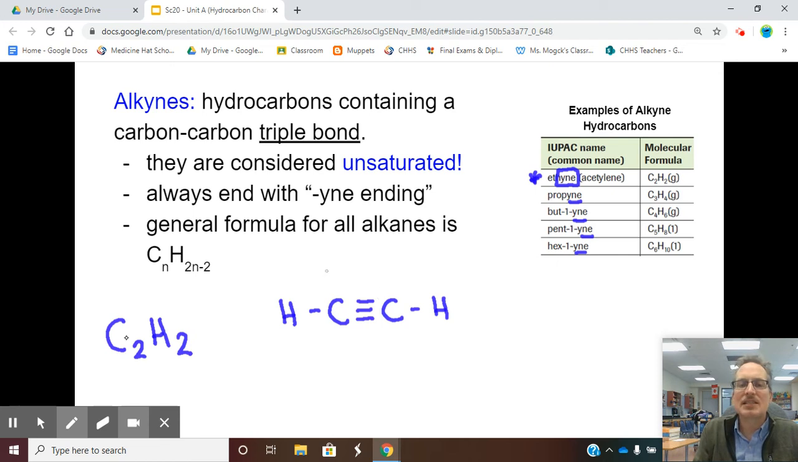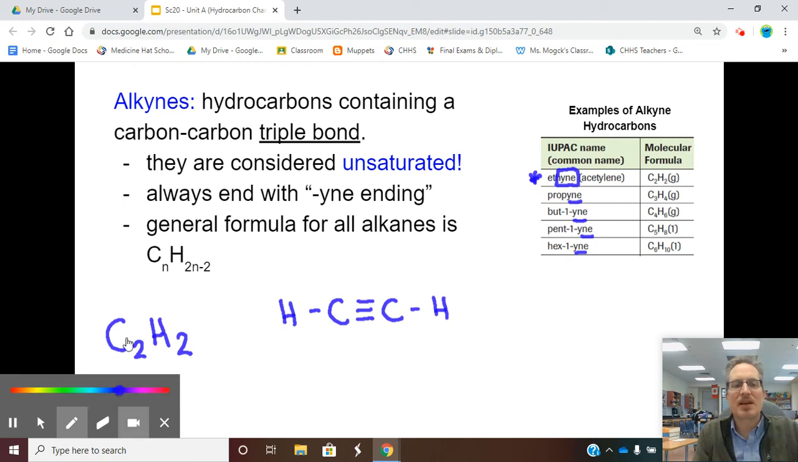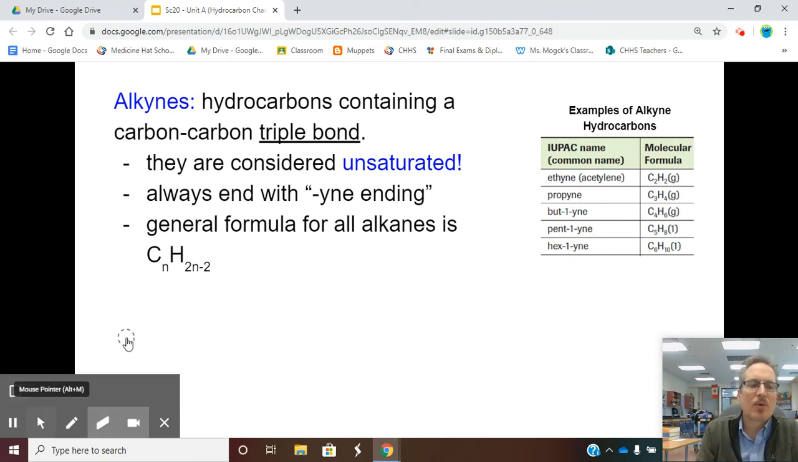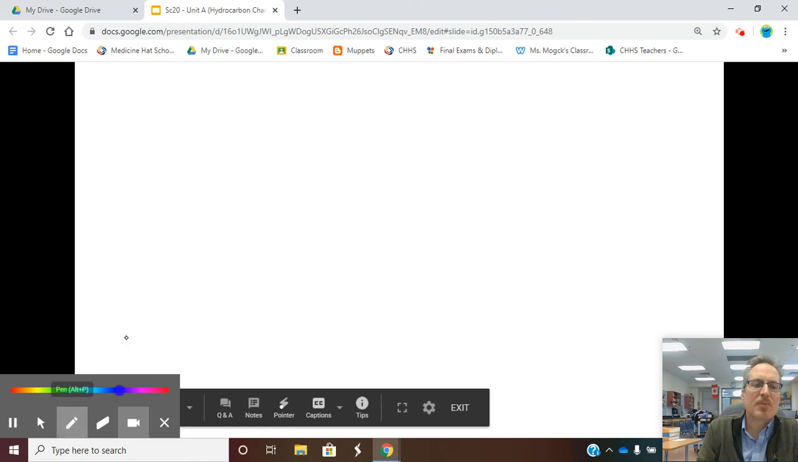This guy could easily take another hydrogen on both sides, break to a double, take another hydrogen on both sides, break to a single. So what I would like to do, same as we've done on the previous slides, is go to the next page and try an example of this. So again, let's try 5 carbons in a row. But this time, let's put a triple bond in there.